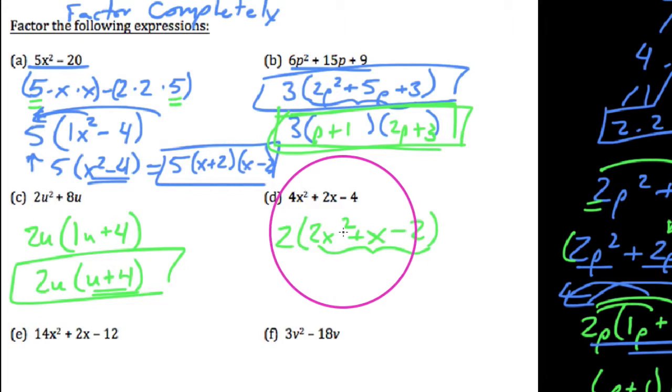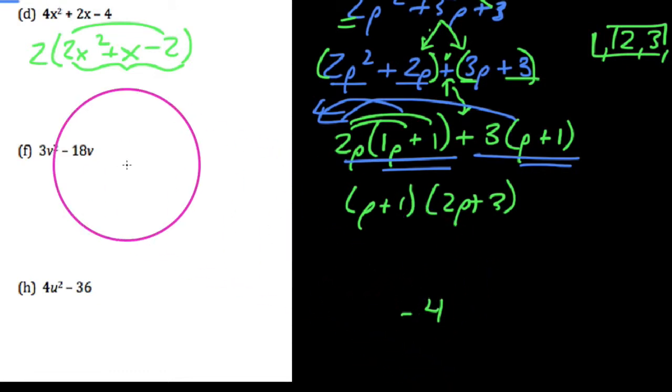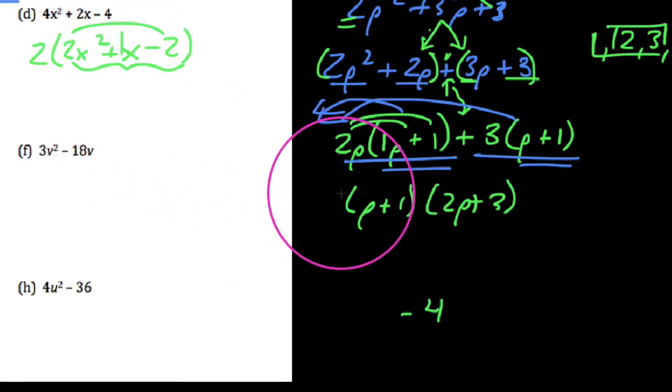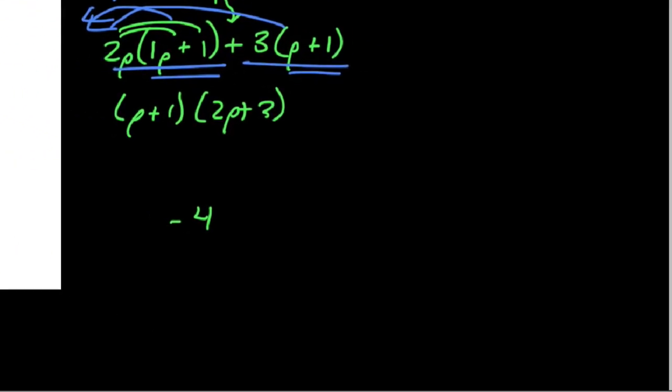And that's something that we would need to check. We'd say, okay, can I come up with two factors of 2 times negative 2, so two factors of negative 4 that add up to be a positive 1 here in the middle? And I can't think of any in this situation. So we say this is as factored as we can go.